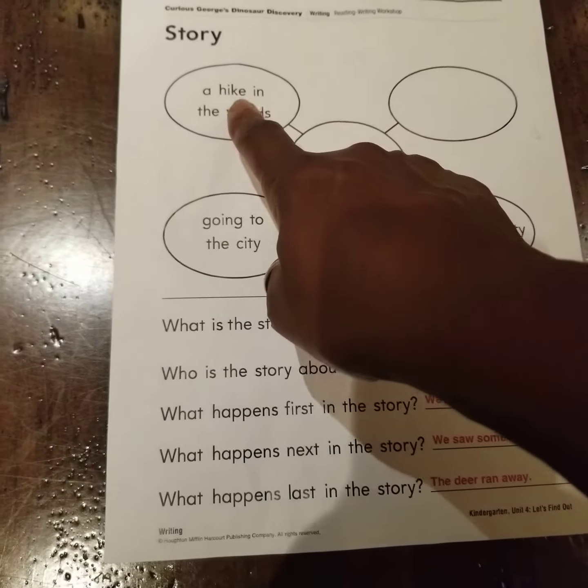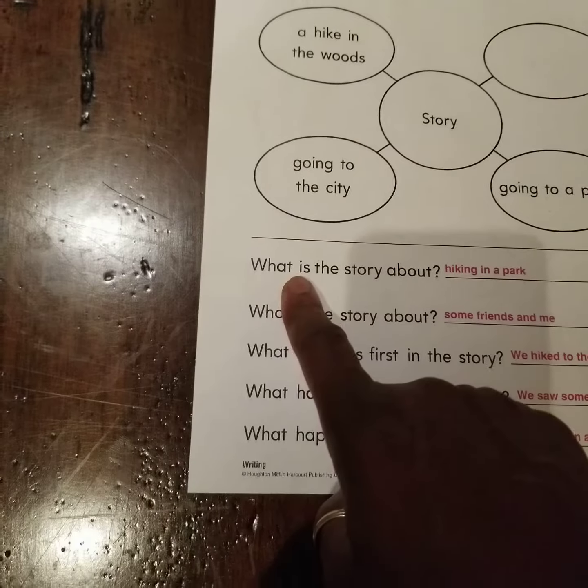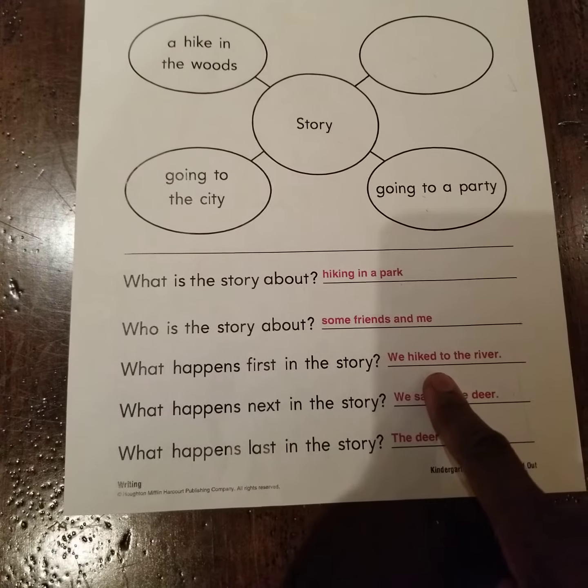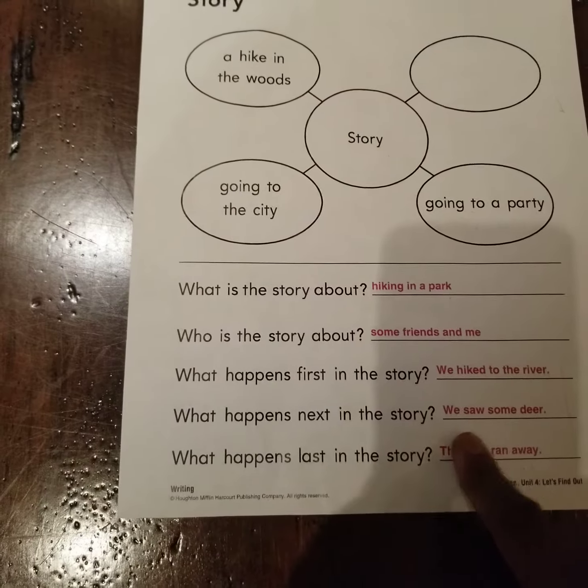All right. So this person focused in on a hike in the woods. And I said, what is the story about? And they said that the story is about hiking in a park. Who is the story about? It's about some friends and me. What happens first in the story? We hiked to the river. What happens next in the story? We saw some deer. And then what happens last in the story? The deer ran away. So today we're going to write this story out.